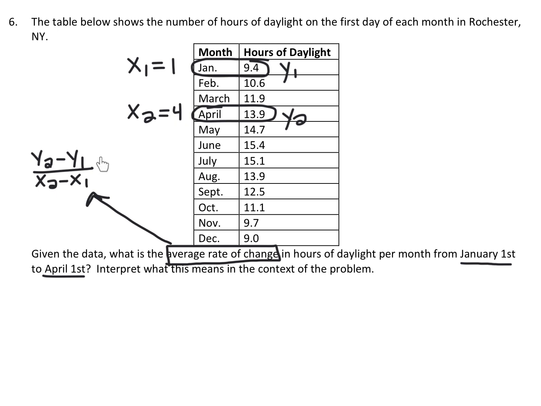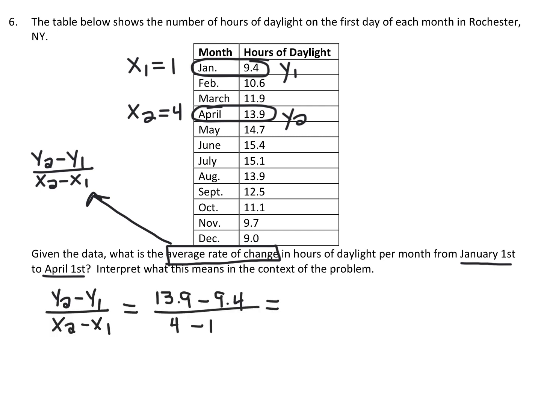All right, so let's plug those numbers into our formula right here. Okay, so I just took these numbers, right, y2 minus y1 over x2 minus x1 and plugged them in. All right, so if we subtract our numerators, that gives us, what, 4.5. And if we subtract our denominators, that gives us 3. And 4.5 divided by 3 simplifies to 1.5. And that would be, they give you the units right here, hours of daylight per month.